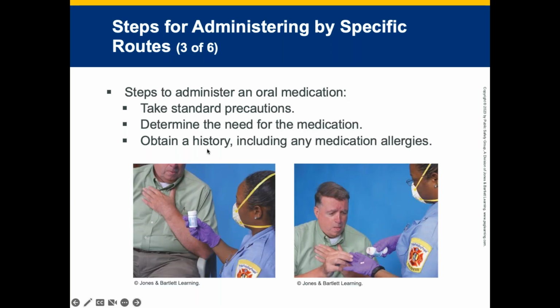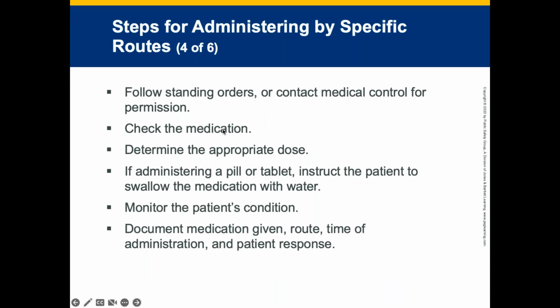When administering an oral medication, take standard precautions, determine the need for the medication, and obtain history, including medications and allergies. Last thing you want is to give something they're allergic to. Follow standing orders and contact medical control for permission, and check the medication to make sure it's the right one. Make sure you're following the rights of patient administration. If administering a pill or a tablet, instruct the patient to swallow the medication with water. Every ambulance should be carrying water. Monitor the patient's condition, document the med, route, time, administration, and patient's response and your reassessment.